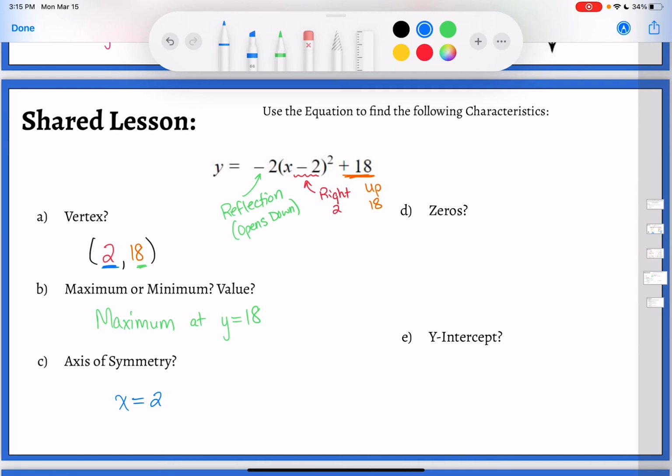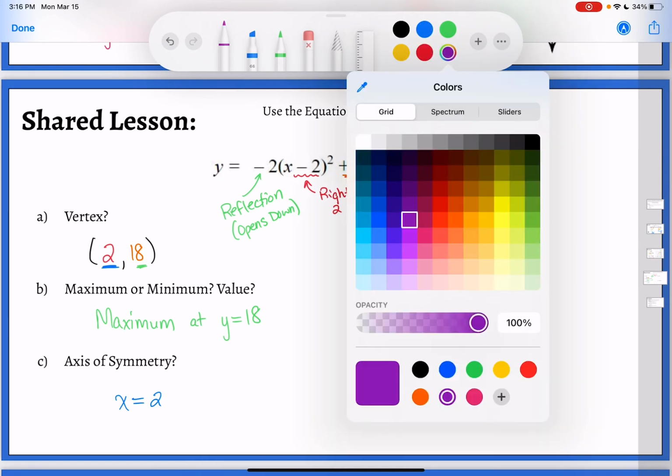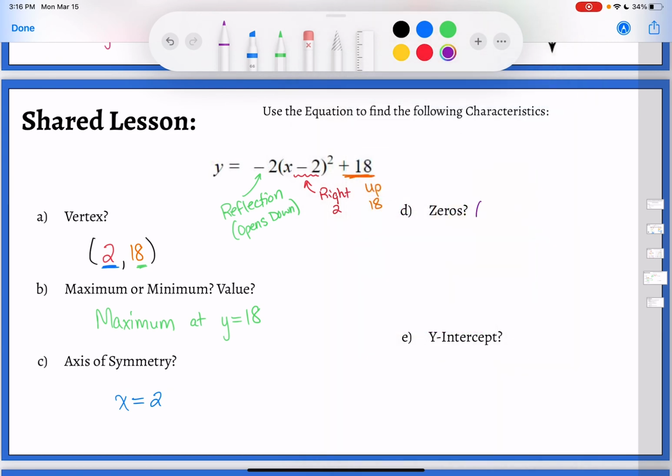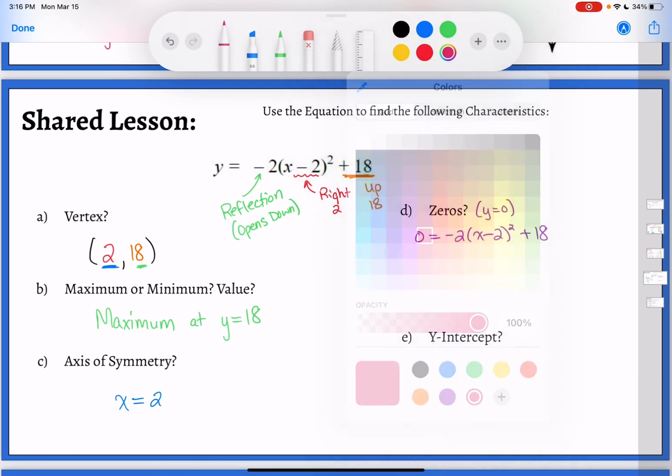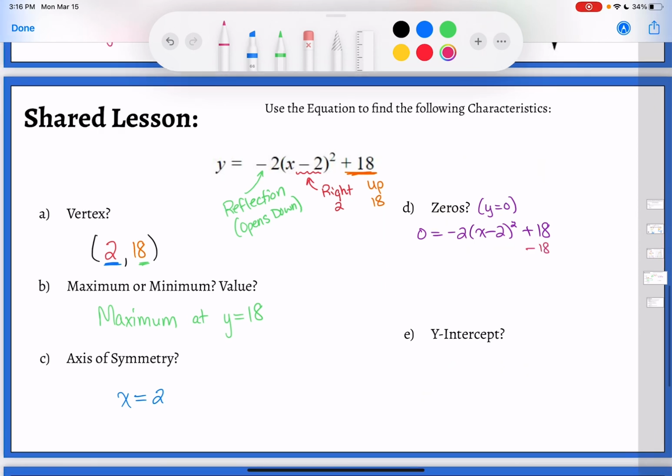All right, now the other two come from the equation. How do I find the zeros? So remember, the zeros are the points where y equals 0, right? So I take my equation, I set y equal to 0. So 0 equals -2(x - 2)² + 18. And I just start solving away. I'm going to move the 18 first. Get -18 equals -2 times (x - 2)².